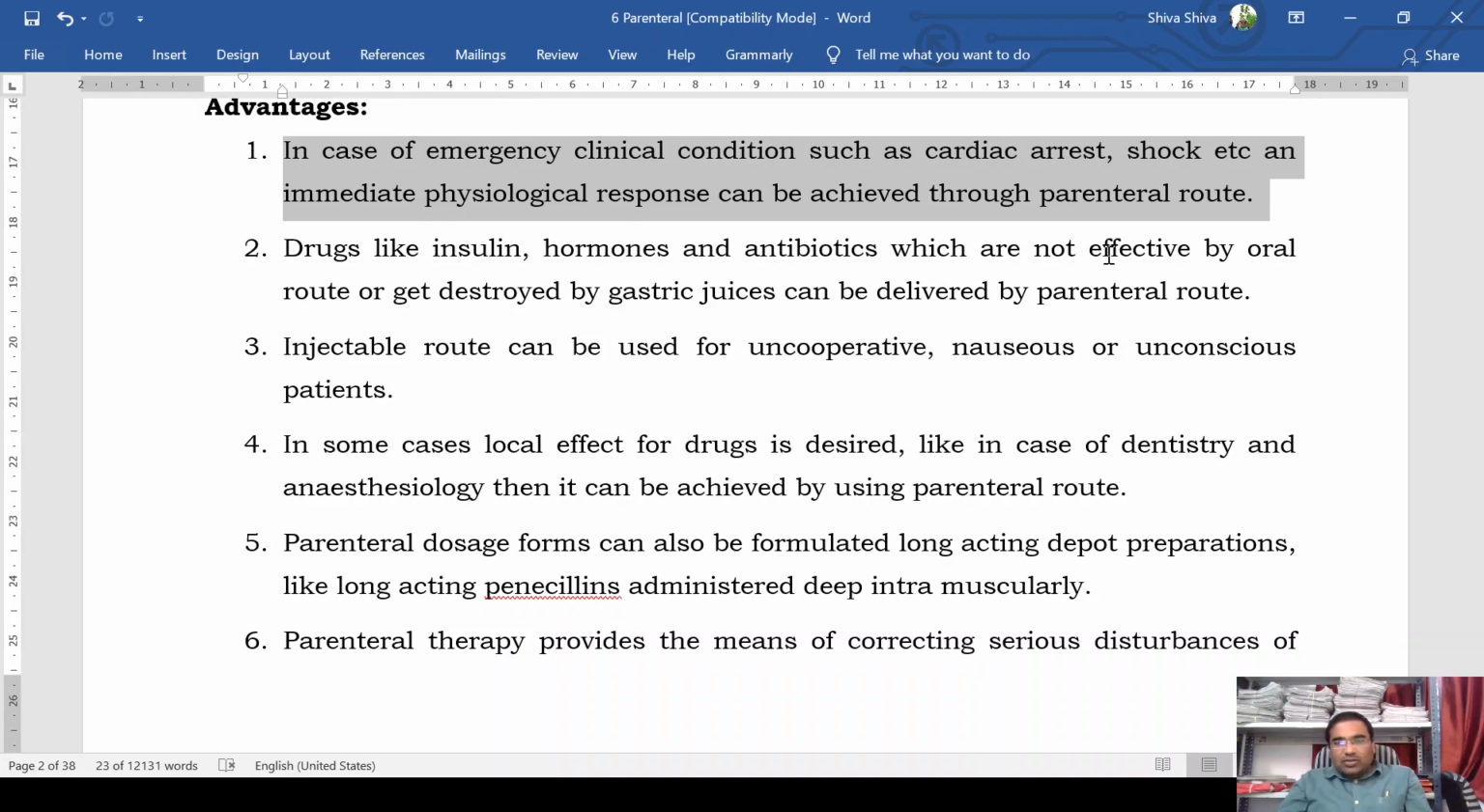Then next, parenteral dosage forms can be formulated as long-acting depot preparations, like long-acting penicillins administered through the intramuscular route. So parenteral products can be formulated as long-acting formulations. Once parenteral products are deposited inside the skin, they will show their effect for 1 day, 1 month, or up to 1 year also. So that much long effect can be obtained by using parenteral preparations. This is one of the advantages.